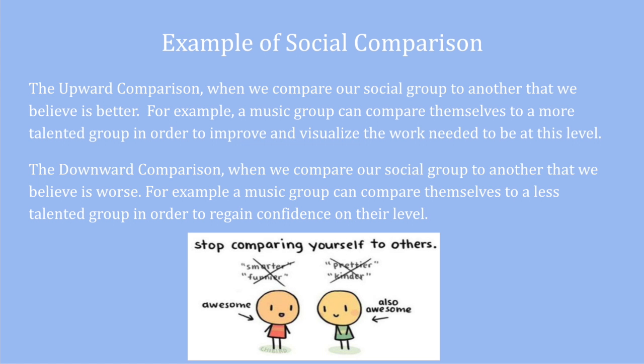An example of social comparison can be broken down into two different types. The upward comparison is when we compare a social group to another that we believe is better. For example, a music group can compare themselves to a more talented group in order to improve and visualize the work that needs to be done at this level. The next example is downward comparison, when we compare our social group to another that we believe is worse. For example, a music group could compare themselves to a less talented group in order to regain confidence in themselves.